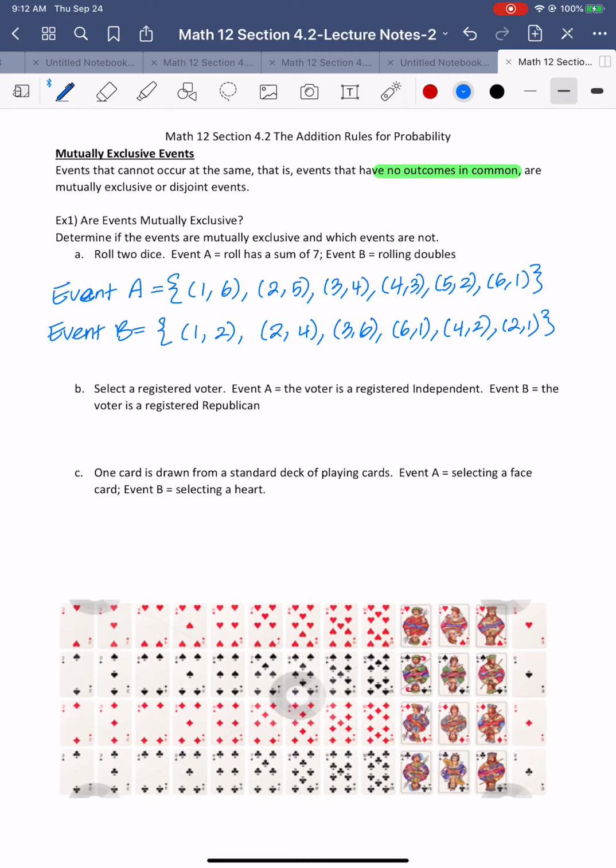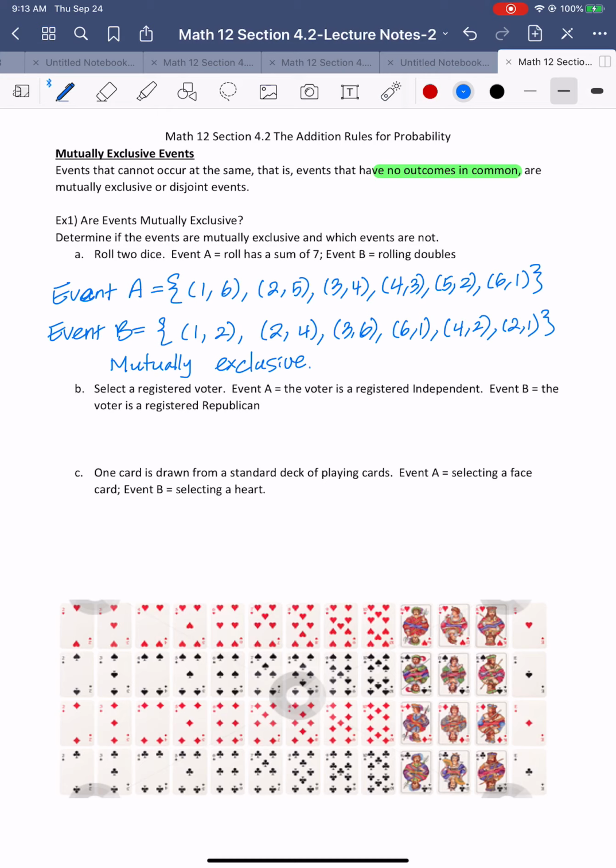Now you have to think about whether any ordered pair is in common to both events. When I check 1 and 6, I don't see it anywhere in event B. 2 and 5, I don't see any. 3 and 4, I don't see any. Then 4 and 3, 5 and 2, and 6 and 1, I don't see any. So this must be mutually exclusive.